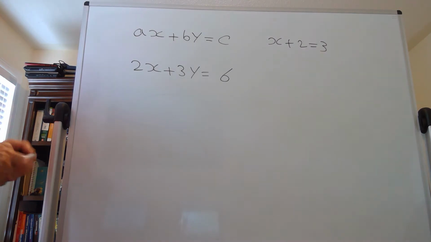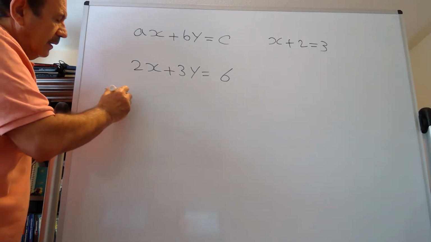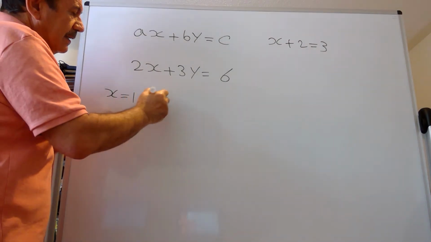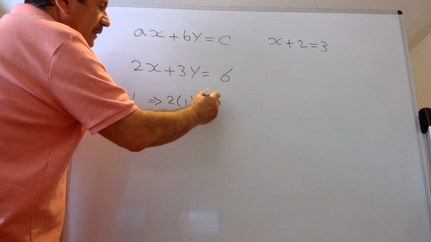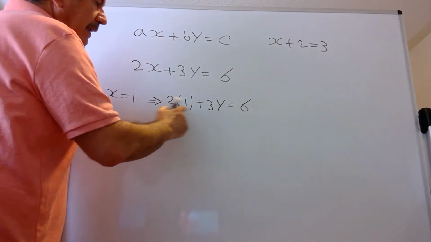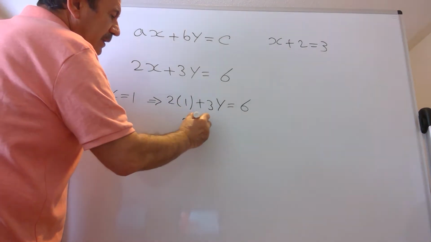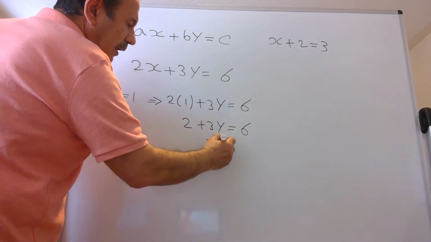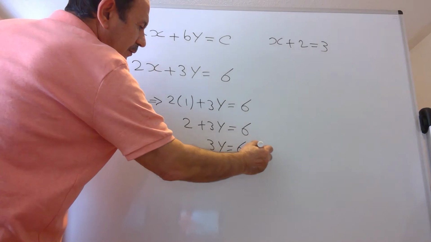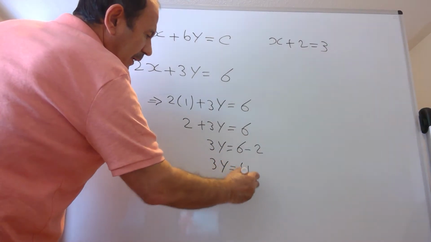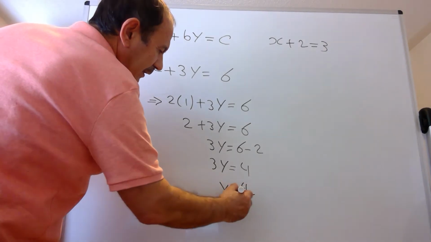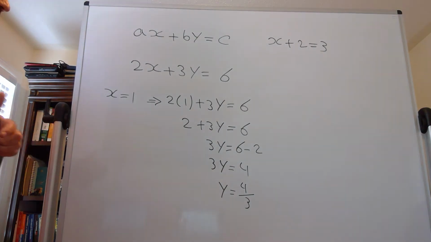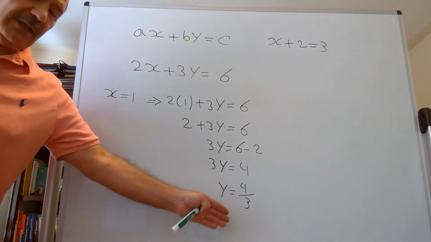As an example, if I know x equals 1, then I can substitute 1 for x, which gives 2 times 1 plus 3y equals 6. Then 2 times 1 is 2, plus 3y equals 6, and moving to the other side, 3y equals 6 minus 2, 3y equals 4, and y is going to be 4 over 3. Can you see, if I know the value of one of the variables, in this case x, I can calculate the value of the other one.